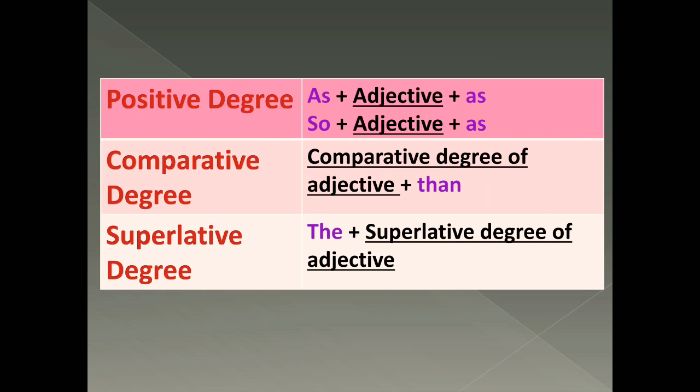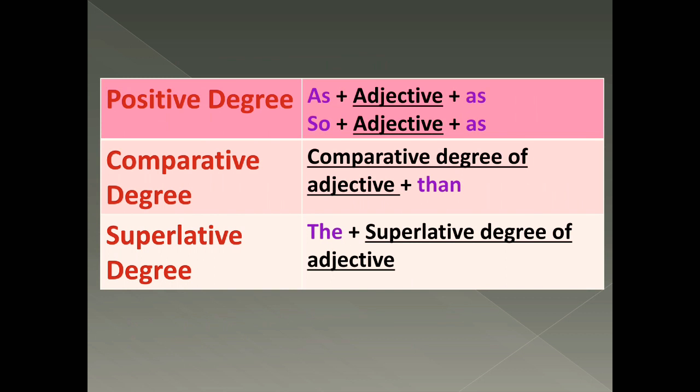So, we have seen that in case of positive degree, we write as plus adjective plus as. And if the positive degree is in negative, then we use so plus adjective plus as. So if we see there is only adjective, then we can say that the adjective is in positive degree.